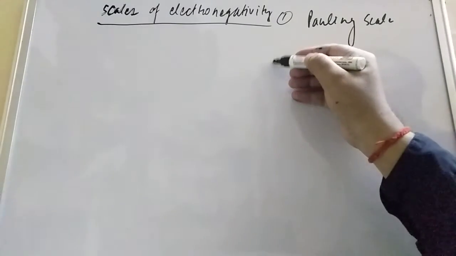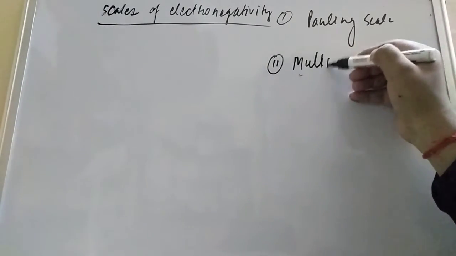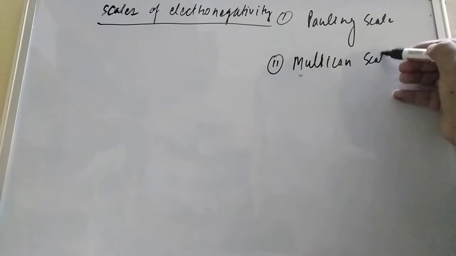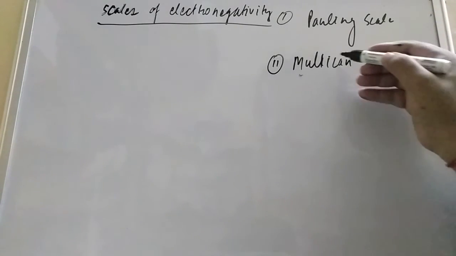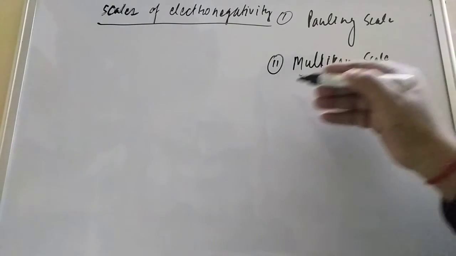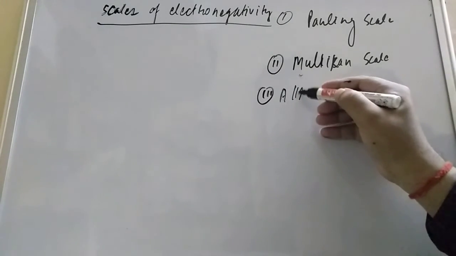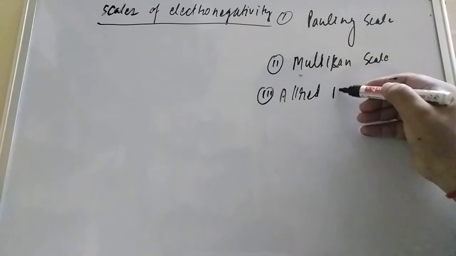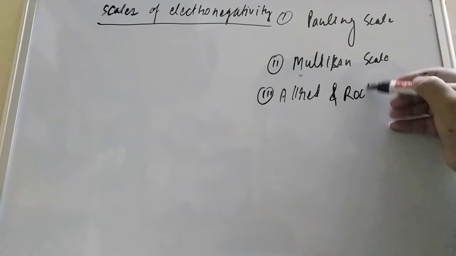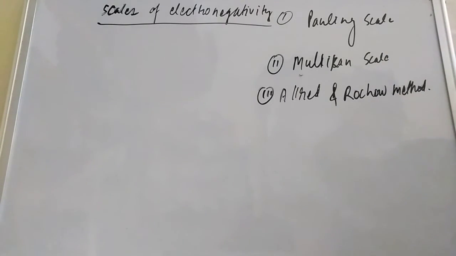With the help of this, we can determine the electronegativity. The next one is the Mulliken scale for determining the electronegativity. And the last one is the Allred and Rochow method. So the third one you also keep in mind. Dear friend, let us study all these methods one by one.